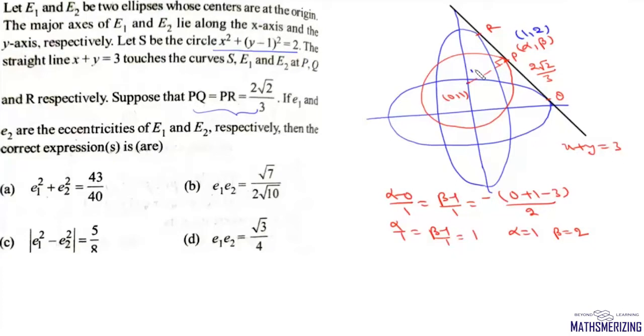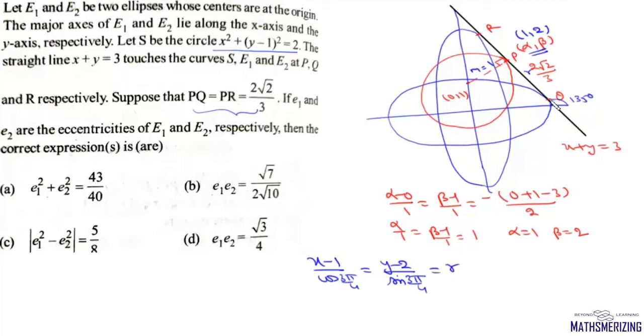Now we'll find the slope of this line. The slope of this line will be (2 minus 1) upon 1, so it is 1. So that means this angle is 45 degrees. So if this angle is 45 degrees, then this angle is 135 degrees. So what we'll do is, we'll write the equation of this line PQR in terms of distance r from this point P. So the equation of this line will be (x minus 1) upon cos 3 pi by 4 equals (y minus 2) upon sin 3 pi by 4, and this value is equal to r.